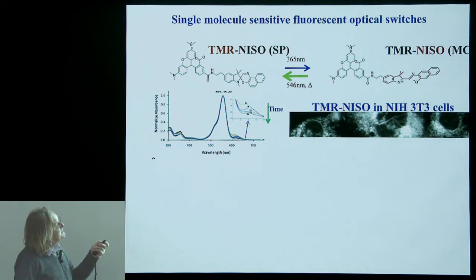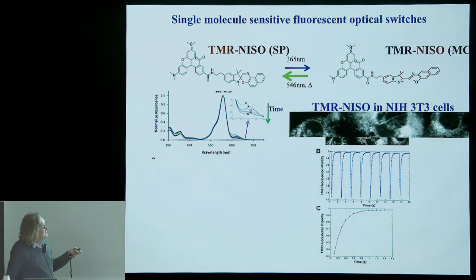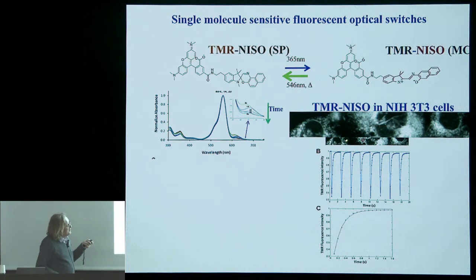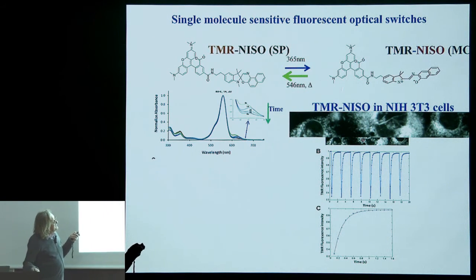However, when we expose this to 365 or 405 nanometer light, then again we break this spiro bond, generate the merocyanine state, which has a much stronger absorption in the red, and so we get a transfer of the excited state energy from the TMR over to the merocyanine state of NISO. Consequently, we lose the fluorescence. And so when you do that, you get a remarkably robust on-off switching of the fluorescence of TMR.